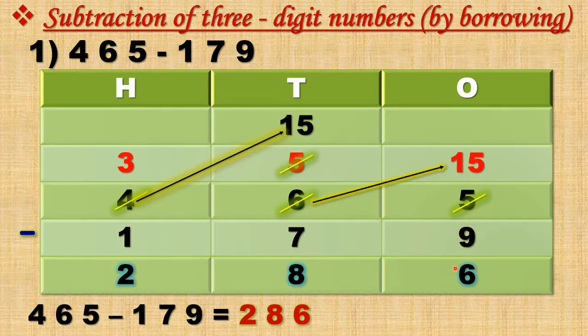Now next in tens place, we cannot subtract 7 from 5. So we have to borrow 100 from 400. So 4 will become 3 and 5 will become 15. Now we have to subtract 7 from 15. So 15 minus 7, we got 8 tens. Now last, hundreds place, we have to subtract 1 from 3. So 3 minus 1, we got 2 hundreds. The final answer is 286. The difference between the two numbers is 286.